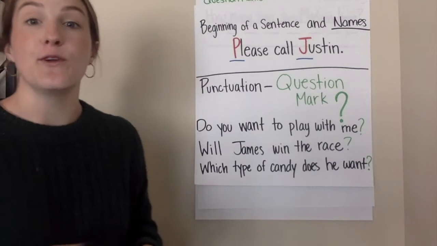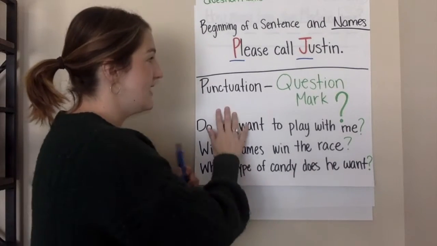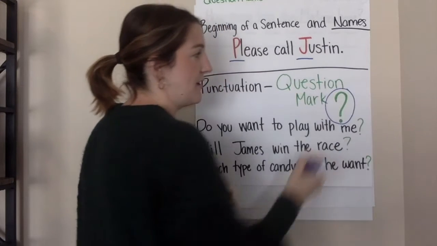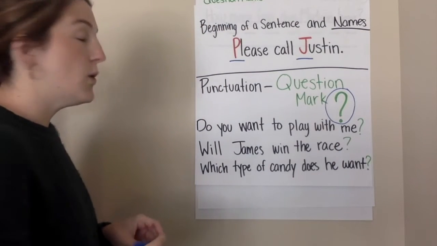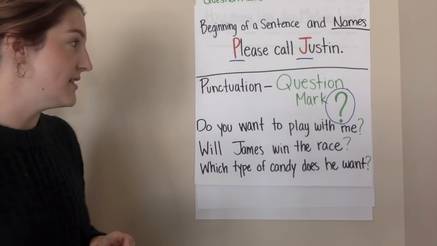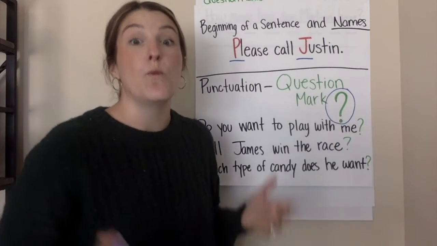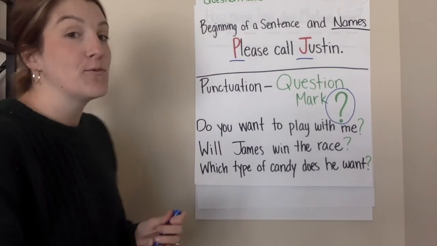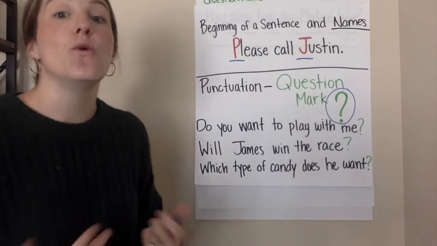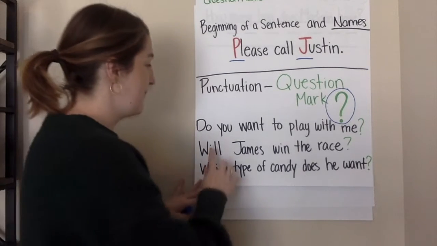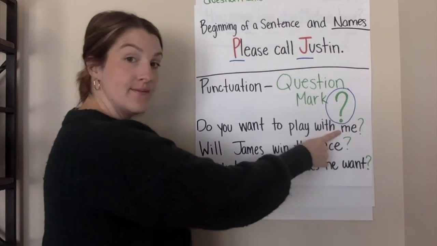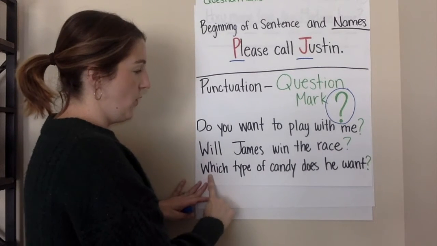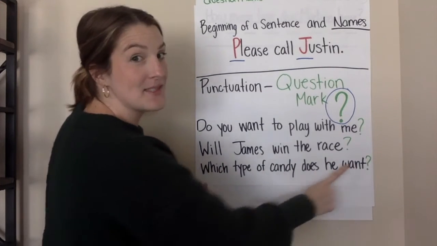Now we're going to move on and review our punctuation for the day. Today we're focusing on a question mark, and this is how you write a question mark. So I'm going to read you some example questions. Question marks are used when we are asking someone something, when we want to get information. So I'm going to read you some sentences or questions that would end in a question mark. Do you want to play with me? Will James win the race? Which type of candy does he want?